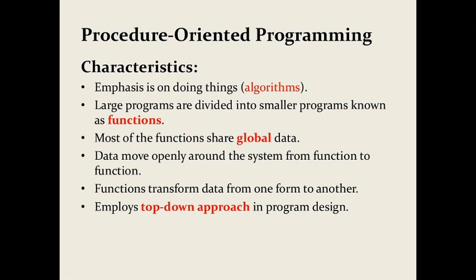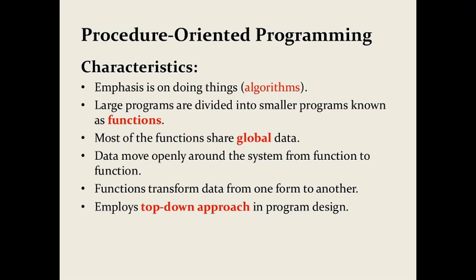When we are writing a large program in a procedure oriented programming language, we break that large program into smaller programs, and each small program is known as a function. So when we are writing a C program, we break it into small parts, and each small part is called a function. Whatever data and logic the function has, that data is global in nature.